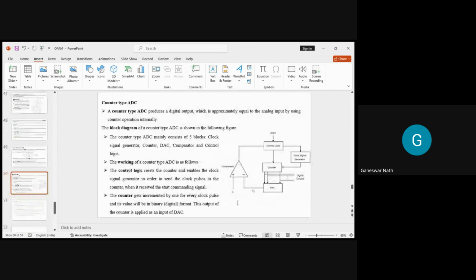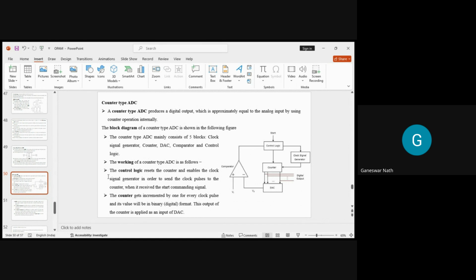One is called the counter type ADC. A counter type ADC produces a digital output which is approximately equal to that of the analog input by using counter operation internally. This is the block diagram of the counter ADC, which basically consists of 5 blocks: clock signal generator, counter, DAC, comparator, and the control logic.